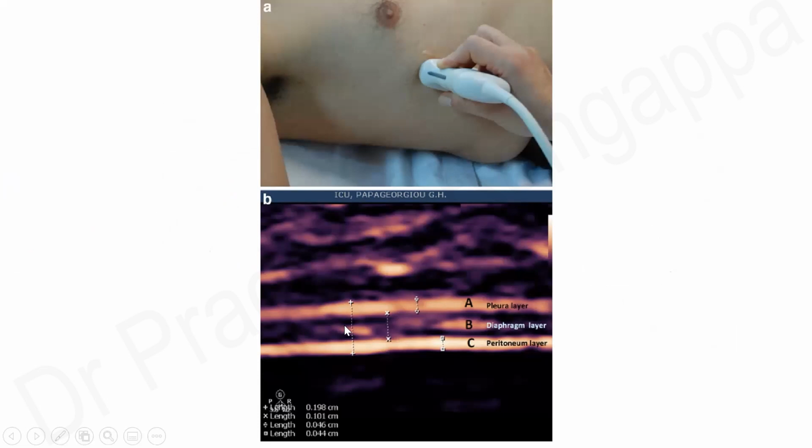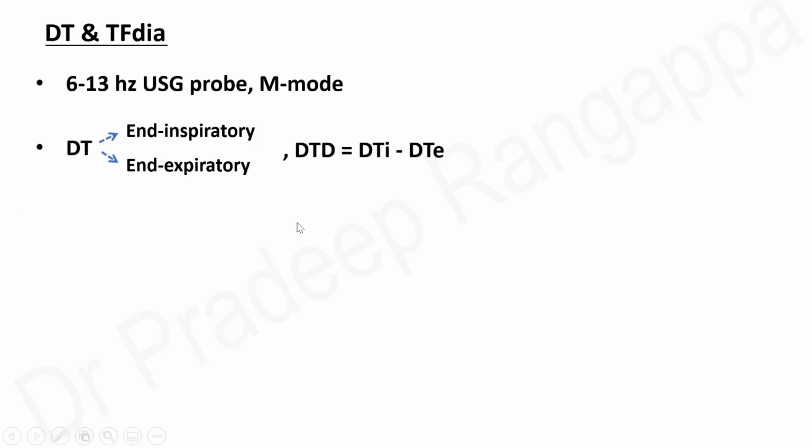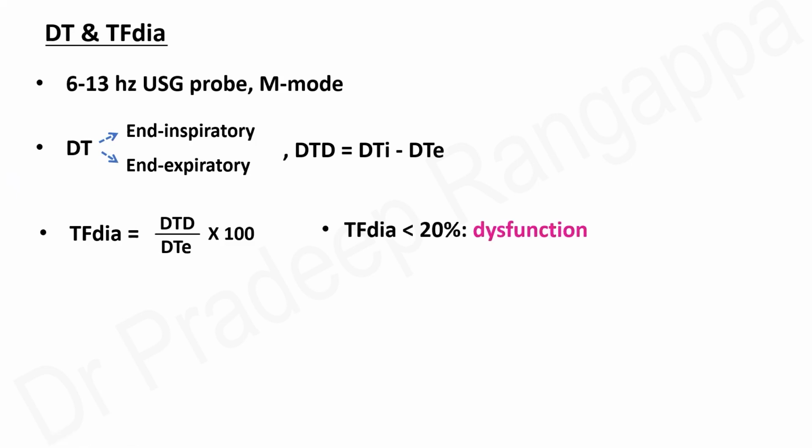And we take this again during inspiration and expiration. We use 6 to 13 hertz ultrasound, which is recommended, in M mode. Diaphragmatic thickness is taken both during end inspiration and end expiration. Diaphragmatic thickness difference is calculated by diaphragmatic thickness during inspiration minus diaphragmatic thickness during expiration. Thickness fraction of the diaphragm is calculated by the diaphragmatic thickness difference divided by diaphragmatic thickness during expiration, times 100. Although it looks a little complex, it's very simple to do. I will show you how we have done it in our patient.